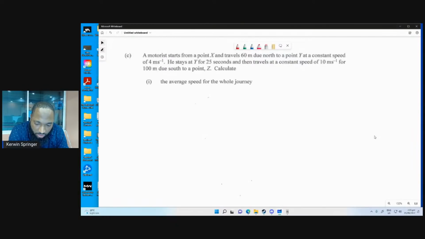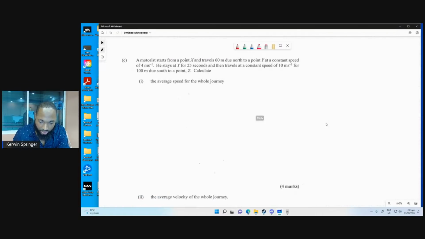And travels at a constant speed of 10 meters per second due south to a point for 100 meters. Let me do a distance-time graph just to get a gist of what's happening here. Am I wasting time by doing this? Maybe.